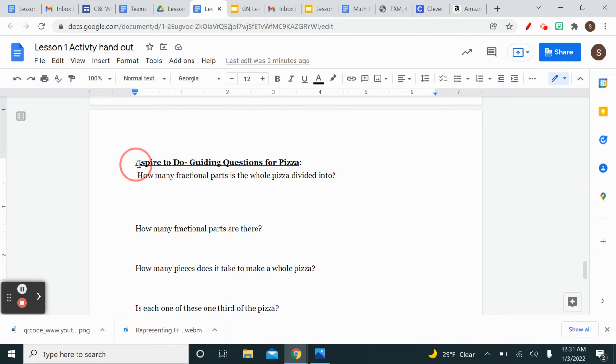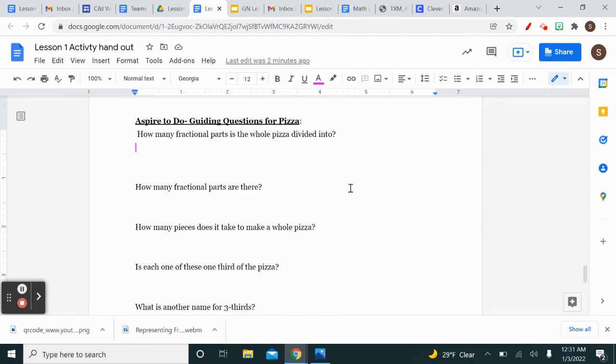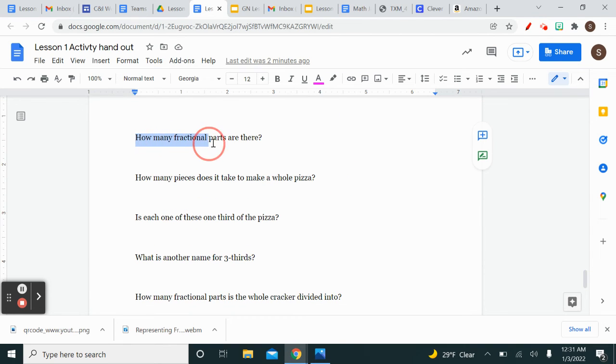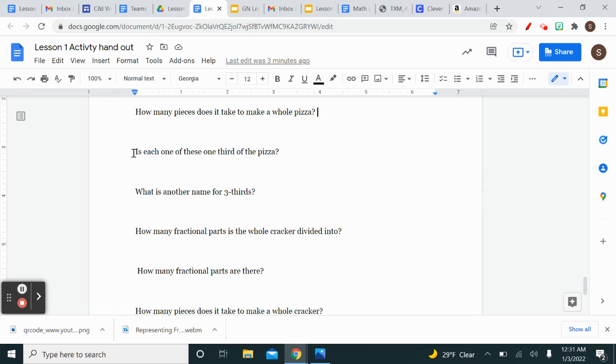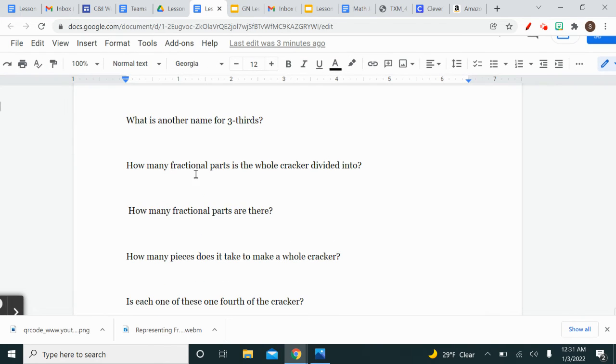And this is our last portion. This is the aspire to do guiding questions for the pizza. How many fractional parts is the whole pizza divided into? How many fractional parts are there? How many pieces does it take to make a whole pizza? Is each one of these 1/3 of the pizza? What is another name for 3/3?